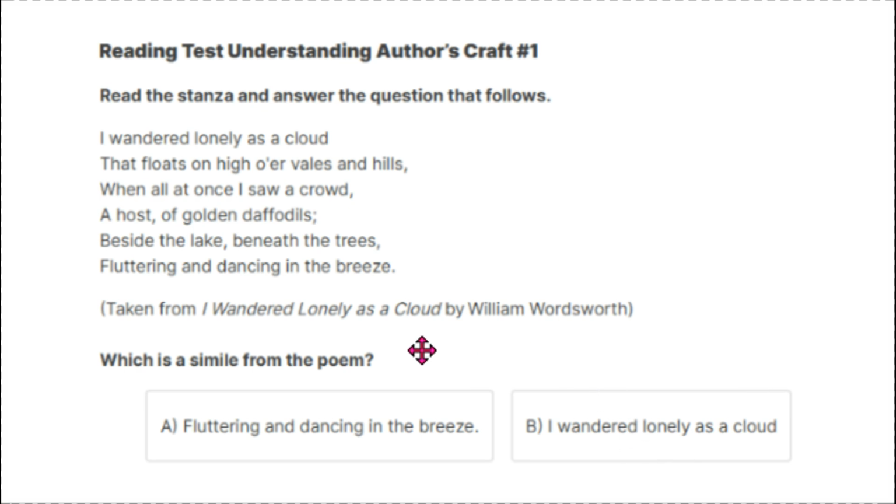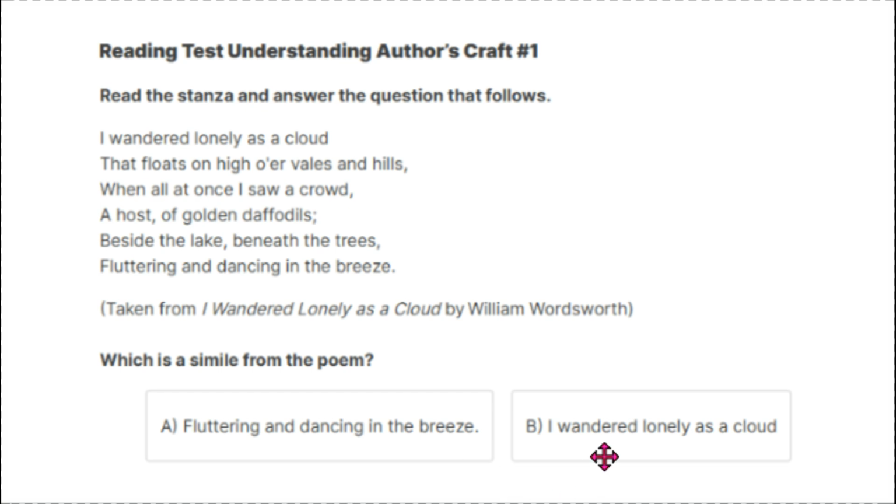So to answer this question, we need to know what a simile is. A simile is when you're comparing something to something else. We usually use the terms like or as. So if you know that, this question is going to be very easy. I only see the word as in this answer. Fluttering and dancing in the breeze does not have either of those words.